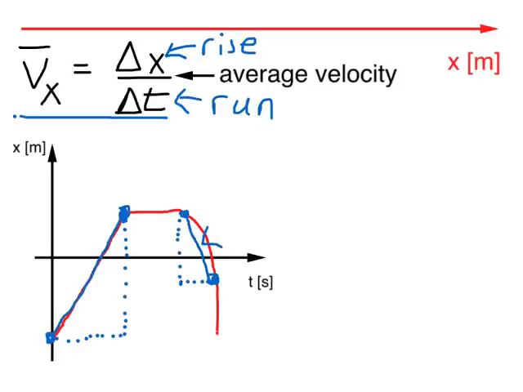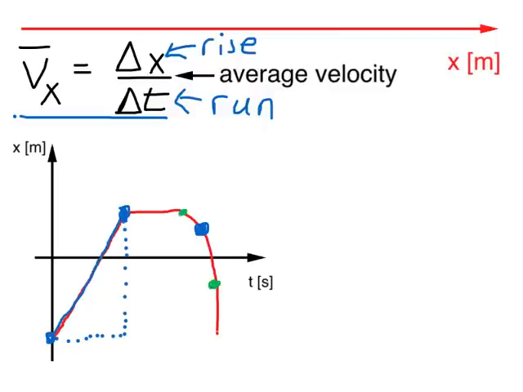Now, what if we were more interested in the velocity at, say, a particular instant? Like, what does your speedometer read? As in, what if we were interested in the velocity just here? What would a speedometer read there? Well, how could we go about it? Well, we discussed this a little bit in class.